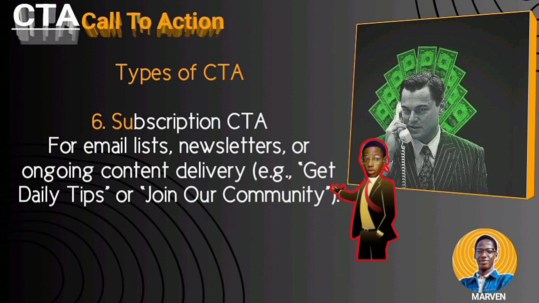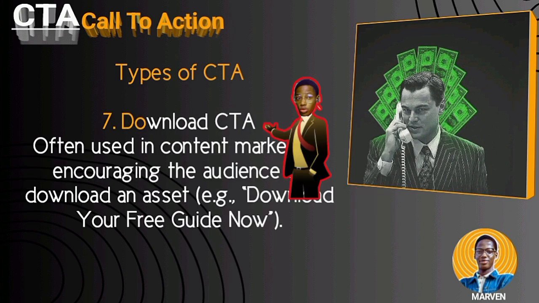We also have the subscription CTA, where you want somebody to subscribe to your newsletter or subscribe to your Telegram channel and the likes. So this CTA, like get daily tips or join our community, targets those you want for subscription. And the last is the download CTA, where you want somebody to download something, like download your full guide now. These are CTAs targeted for when you want to offer a free ebook in exchange for their contact. This CTA is effective for this.